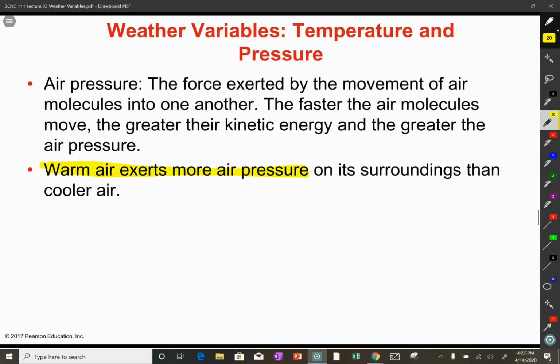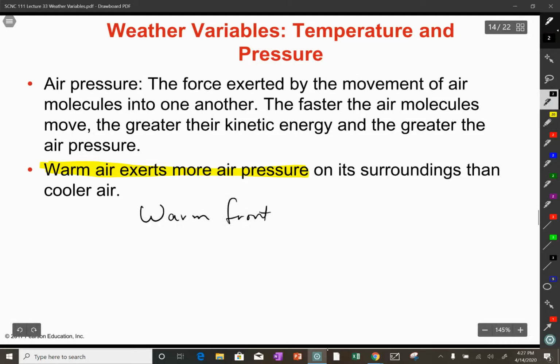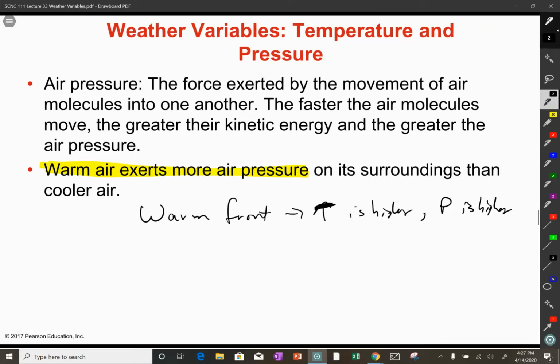So when you have a warm front, the temperature is higher, but that means so is the pressure. So in the weather report, when they tell us about the atmospheric pressure, if the atmospheric pressure is high, then we say, oh, we have a warm front. If it goes low, we have a cold front.